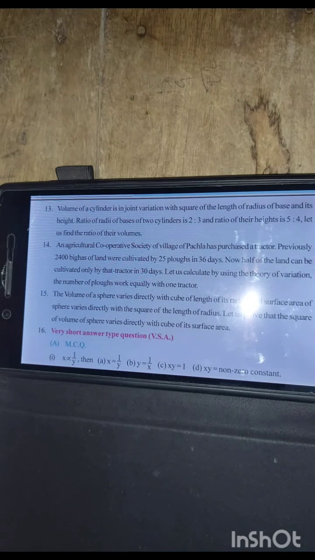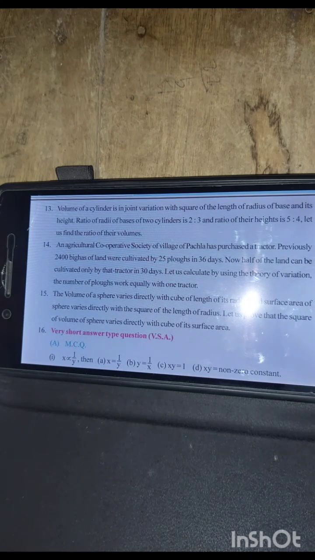Ratio of radii of base of two cylinders is 2:3 and the ratio of their heights is 5:4. Let us find the ratio of their volumes. So let us first write the given informations.